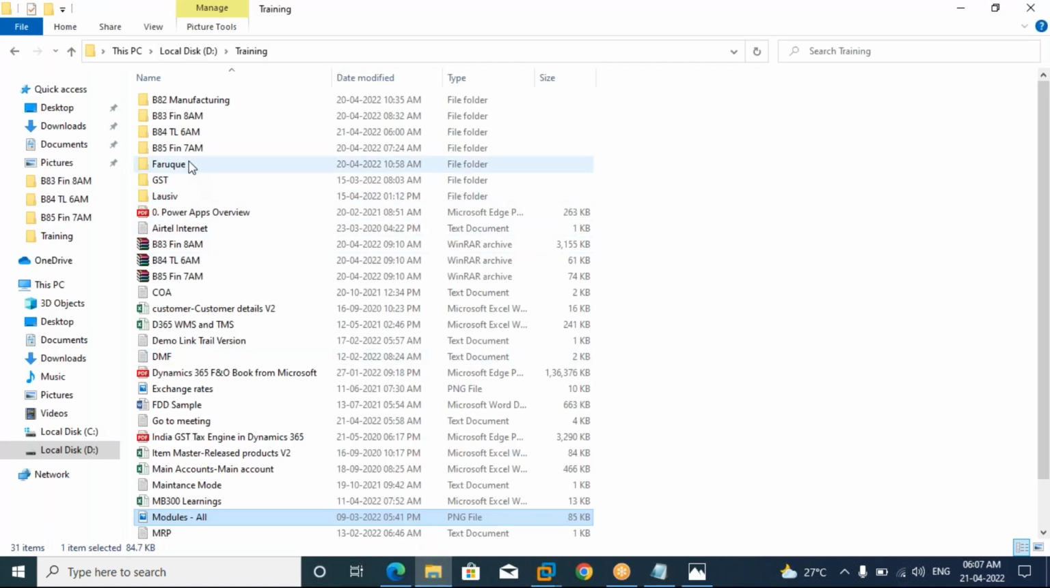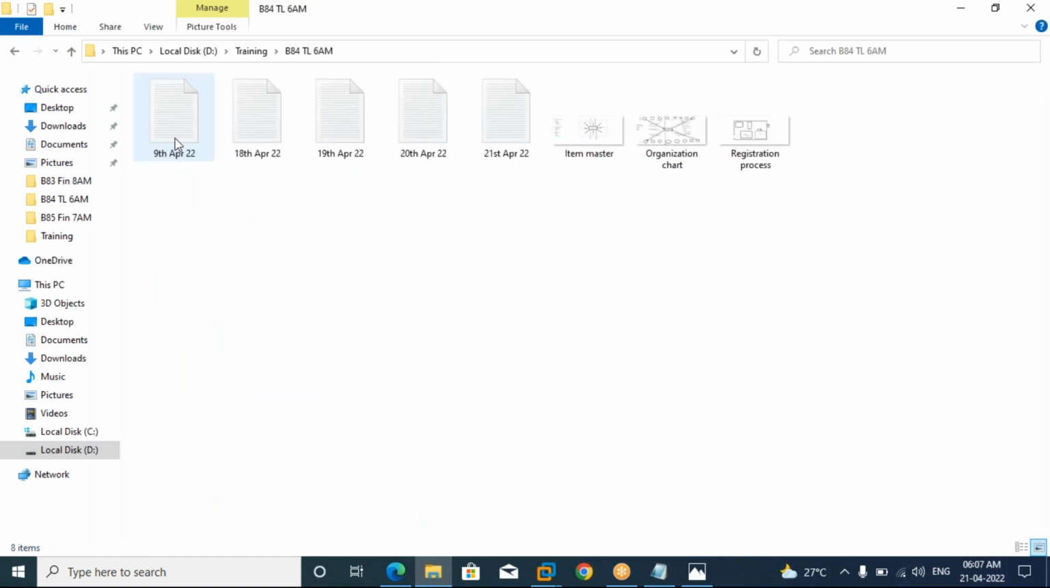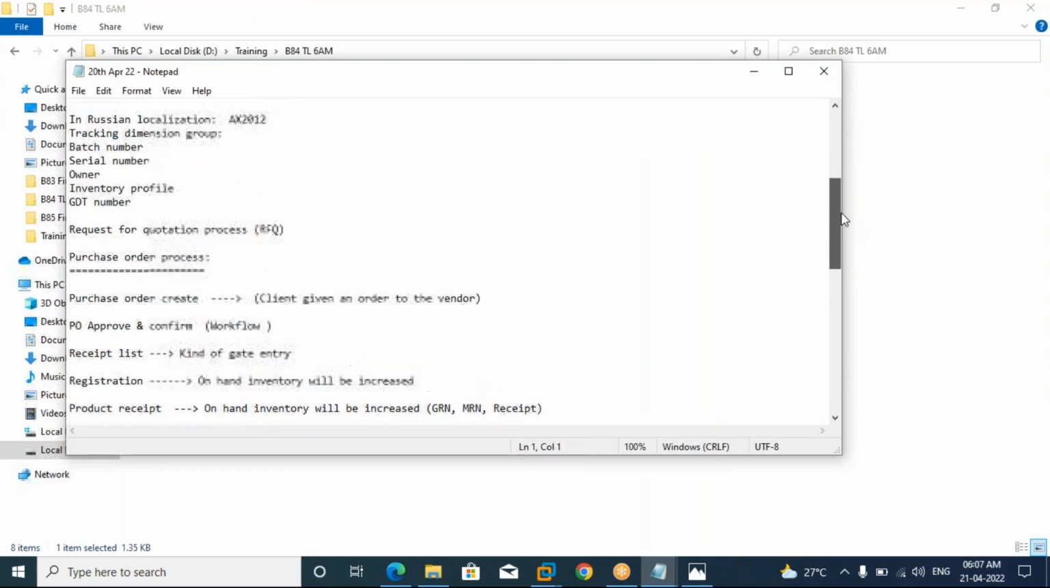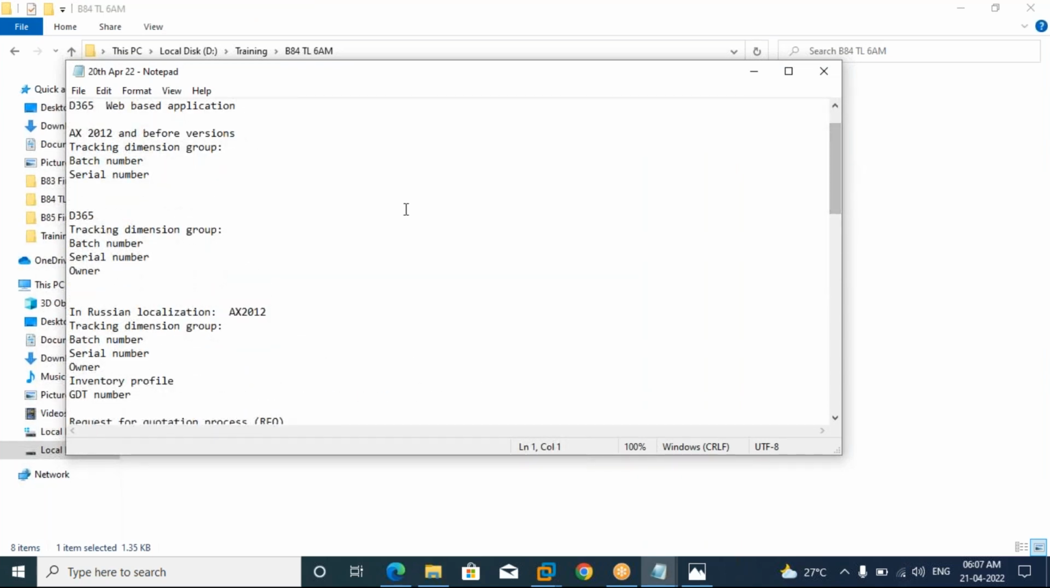Next, one more. The tracking dimension group means in 2012 R2 it is only batch number and serial number. In D365 it was extended to batch number, serial number, and owner. That is the difference. The difference is that the extra owner came.